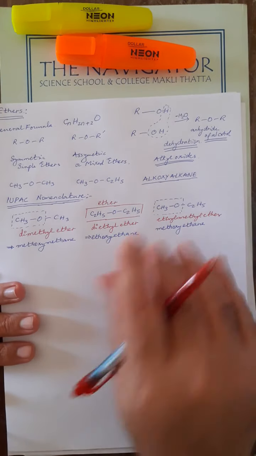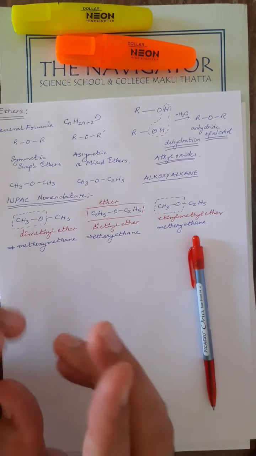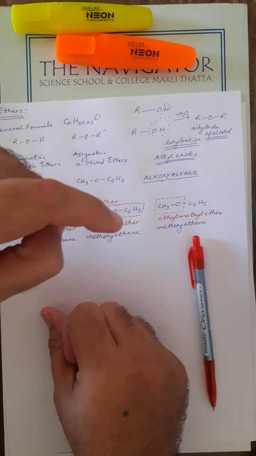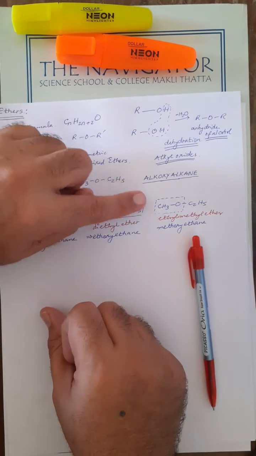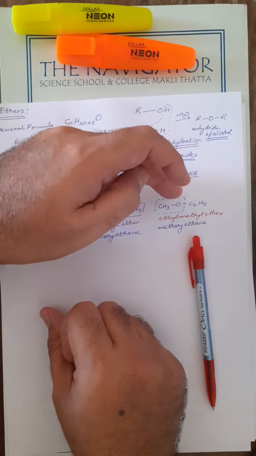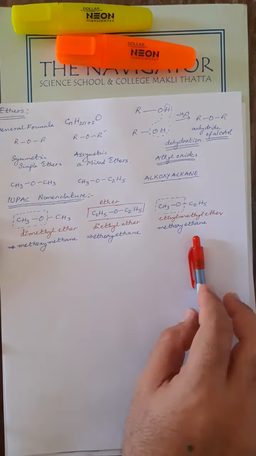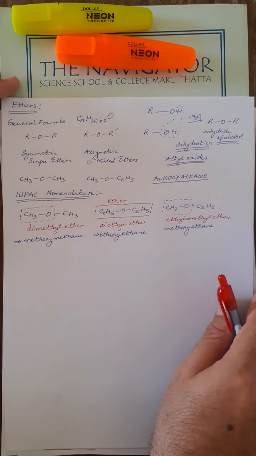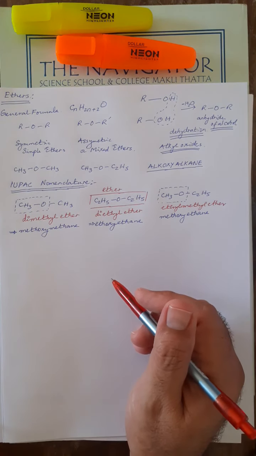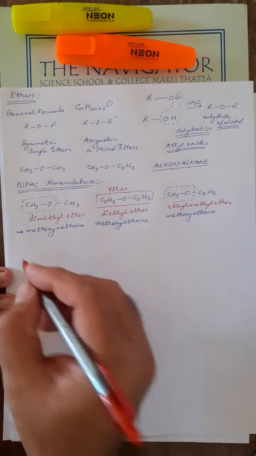Ethoxymethane will be incorrect because the smaller alkyl group must be attached with the oxygen. So it is methoxyethane. It cannot be ethoxymethane. It would be taken as a mistake there. So I hope you understand the basics of the naming in here with the ethers. Let us extend and go for more practice.